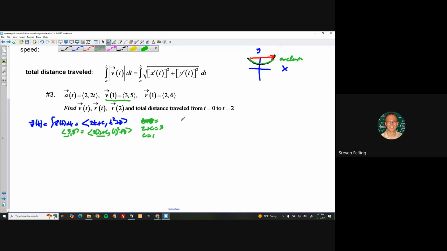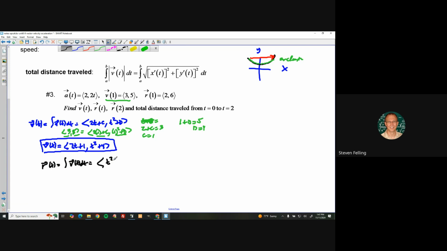And also 1 plus d has to equal 5. So that means that d has to equal 4. So we can rewrite our velocity vector with the constants filled in: 2t plus a c of 1, and then t squared plus a d of 4. So now we have a velocity vector. Now we can take the antiderivative to get to position. The position vector is the antiderivative of the velocity vector, which means we do the antiderivative of each term.